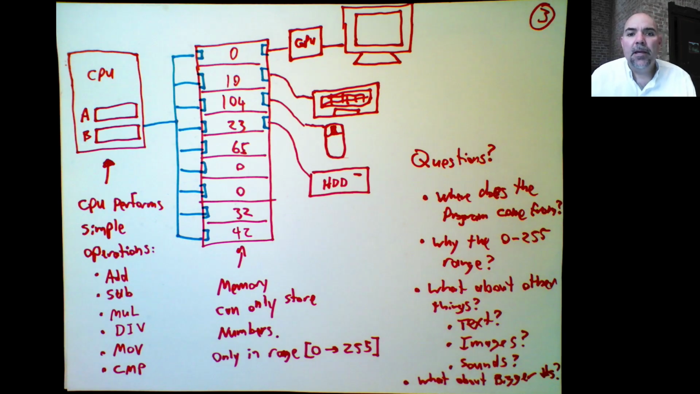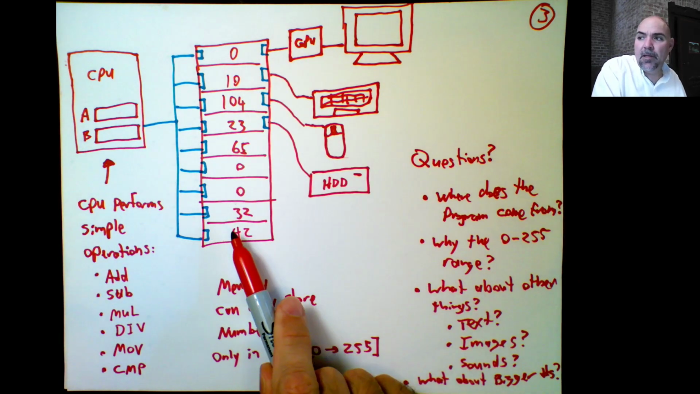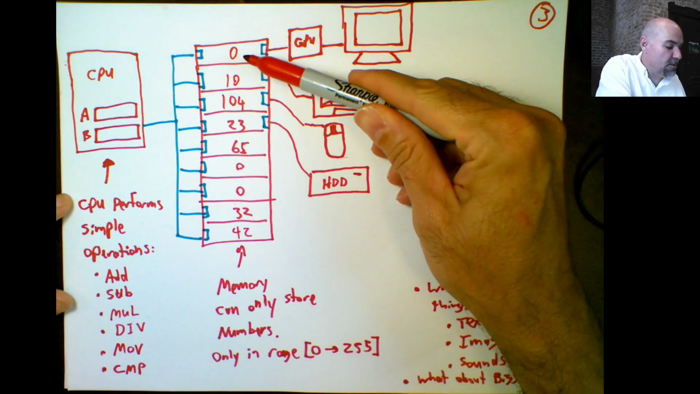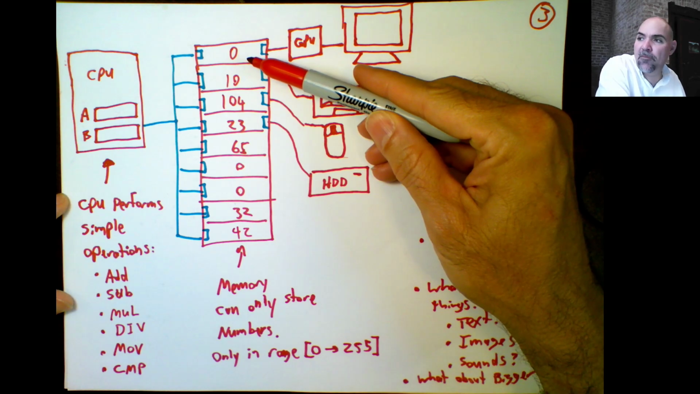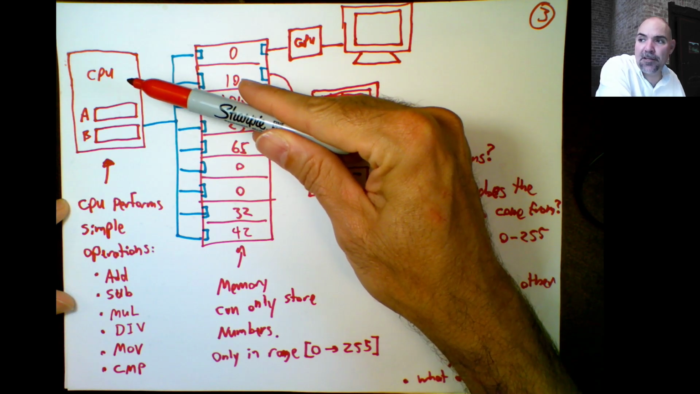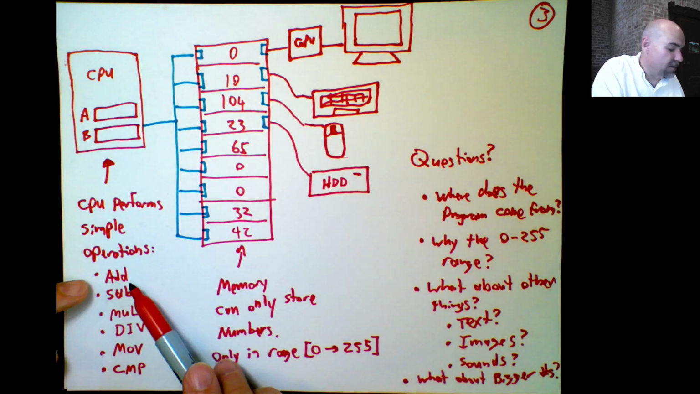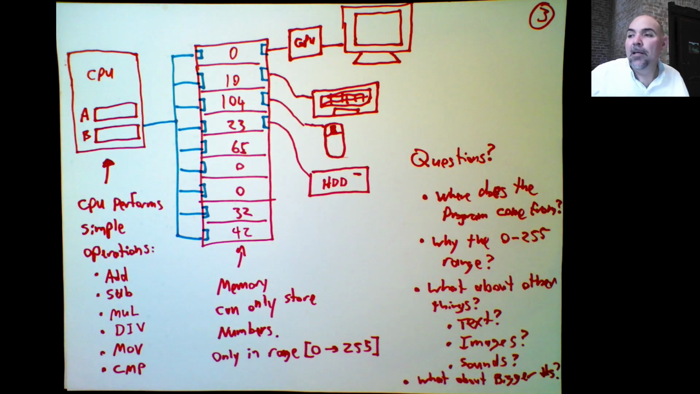Okay, welcome back. What we were talking about previously was how the computer works, and we came up with this kind of diagram here that has memory cells, and the memory cells can each just store a simple number, 0 to 255, no fractions, just whole numbers. And then we have the processor, which is really just another collection of simple circuits that can take numbers and manipulate them in one of a set of simple ways: adding, subtracting, multiplying, dividing, moving, comparing.